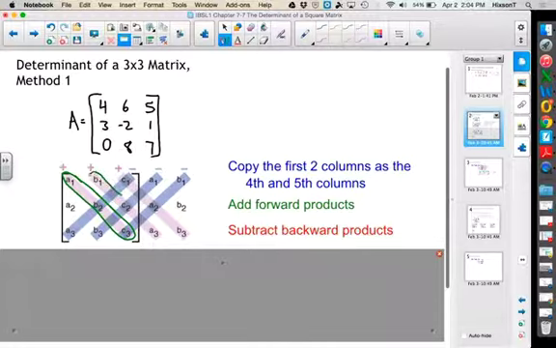This one, though, uses part of one of those columns we copied. That's why we copied the columns over. So we have that second diagonal, and then this third diagonal here. We call these the forward diagonals because we start on the far left side and we're moving forward, to the right.